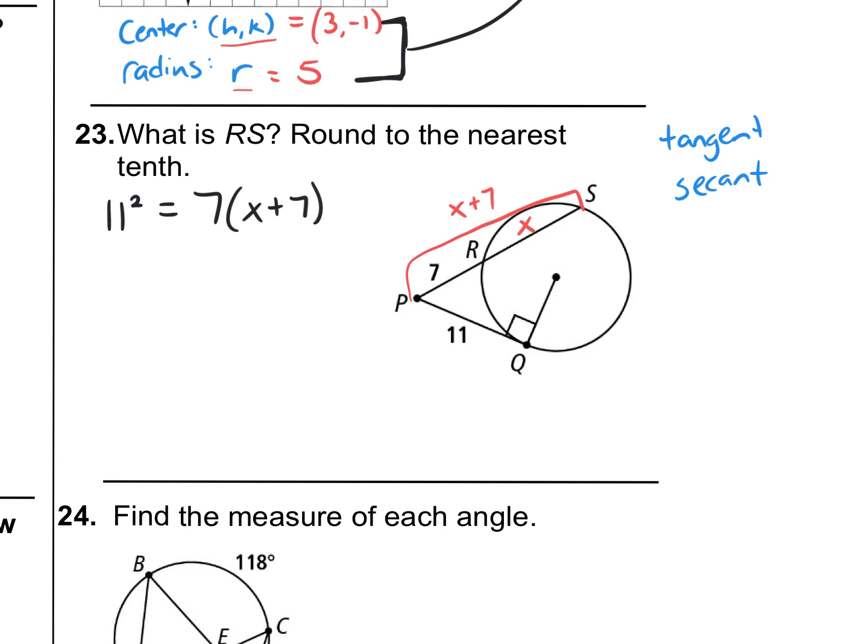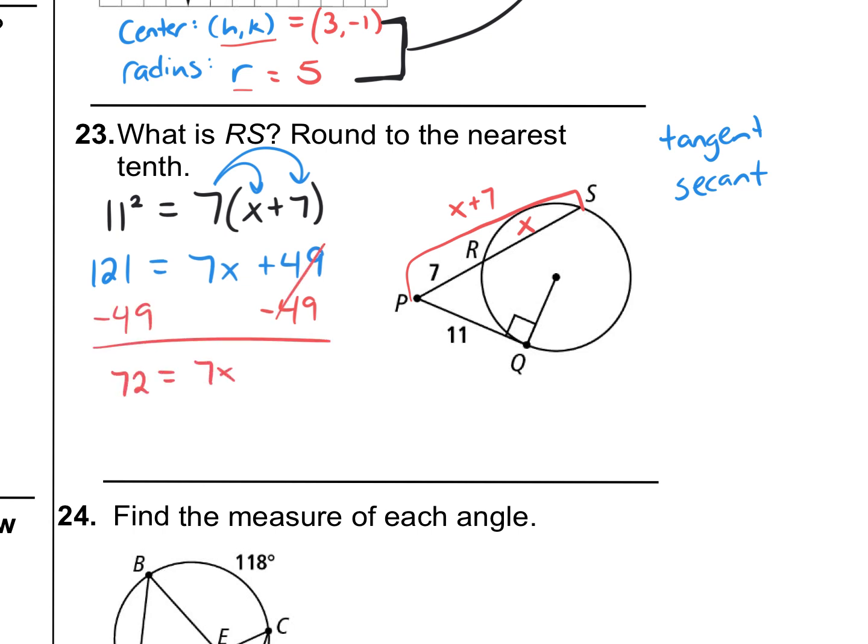So what's 11 squared? 121 equals, what am I doing on the right side? Distribute here. So I get 7x plus 49. Make sure you distribute to both. From here, subtract 49. So I get 72 equals 7x. Last step, divide by 7. x equals 10.3.